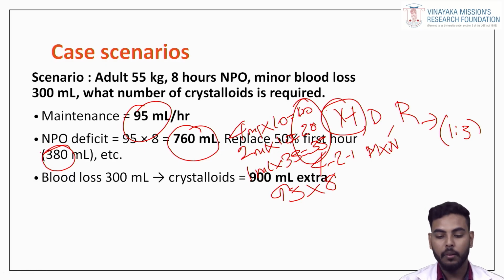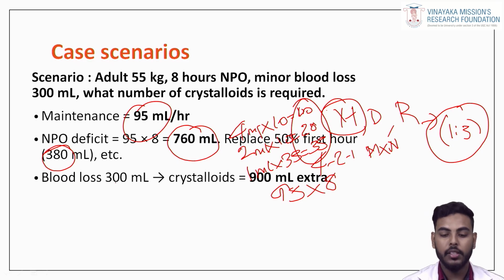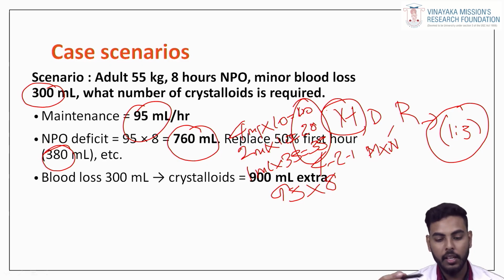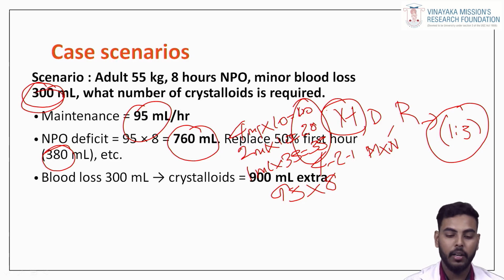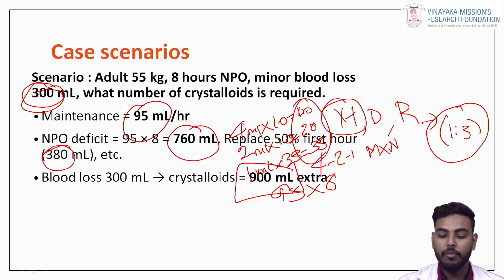For blood loss replacement we will use the 1:3 ratio formula. We have 300 ml of blood loss, so we will give 900 ml. So 3 times. What I told is, when there is 1 ml of blood loss, we replace it with 3 ml of crystalloid solution. Similarly, we have 300 ml of blood loss here, so we replace 3 times, that is 900 ml of crystalloids will be provided for this patient.